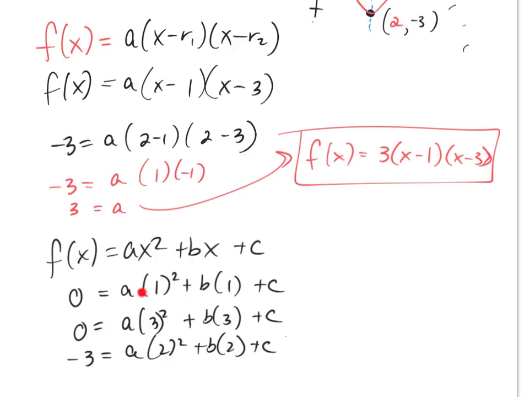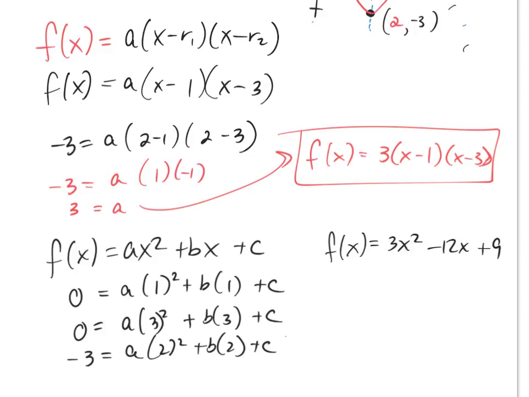Matrix: 1, 1, 1, 9, 3, 1, 4, 2, 1, and then take these 3: 0, 0, -3. Okay, I can solve this by matrix method. If I solve it by matrix method, I'll get the following. F of x equals 3x squared minus 12x plus 9. A will be 3, B will be -12, C will be 9.